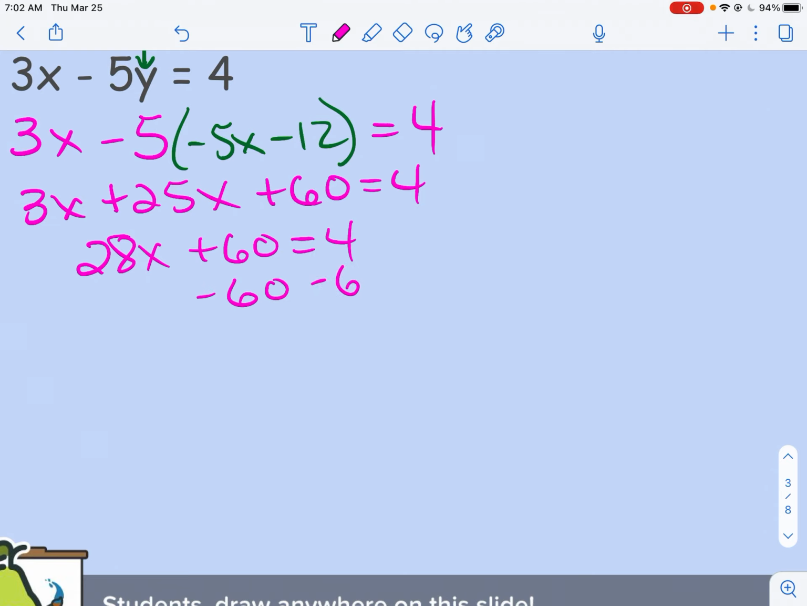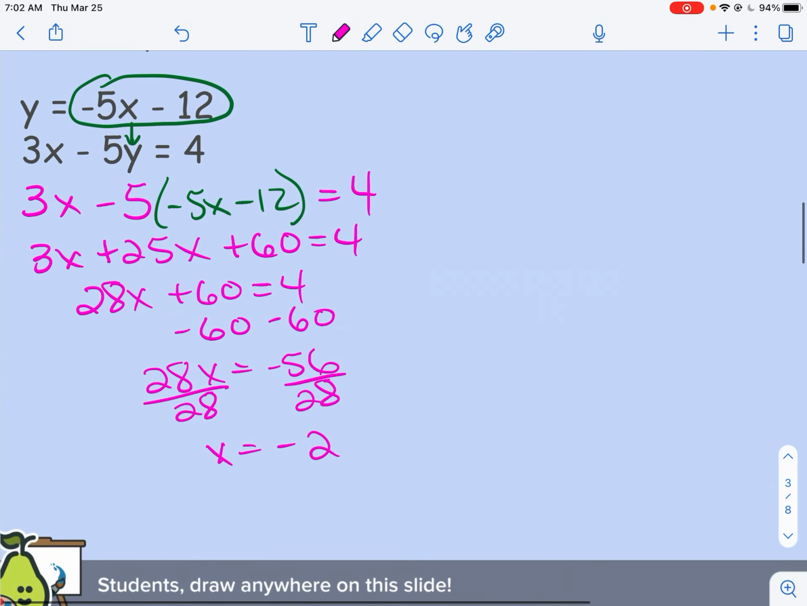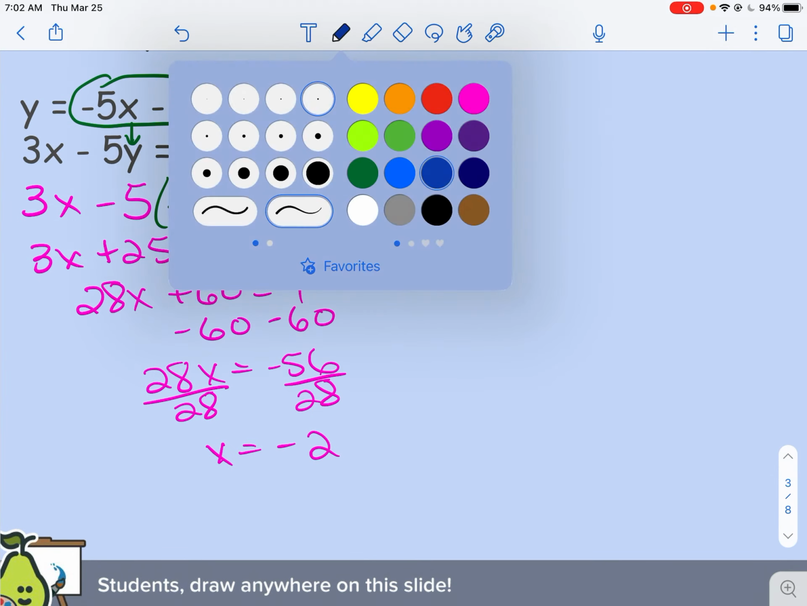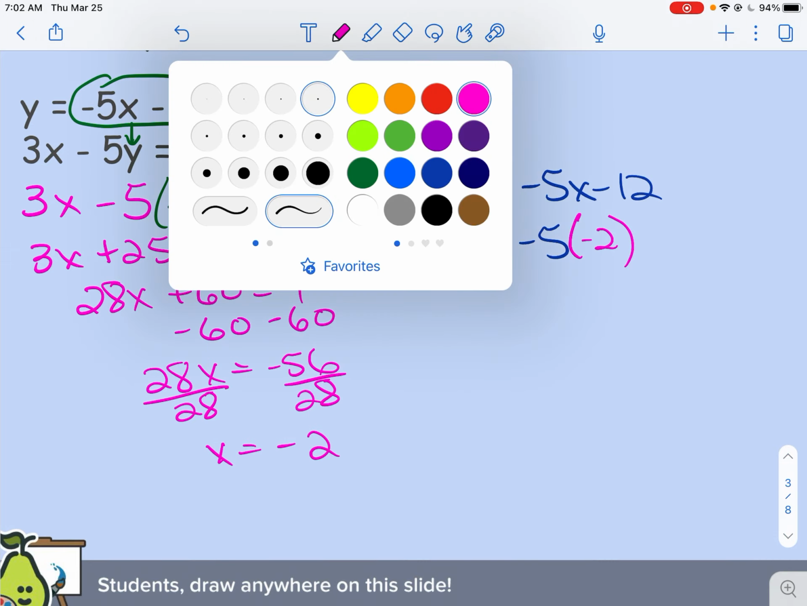Subtract 60 from both sides. 28x equals negative 56. Divide by 28. Negative divided by a positive is going to get a negative 2. So I take that negative 2 and I plug it back into one of the two original equations. I prefer to plug it into the one that already has a variable isolated, but you do not have to do that. You could plug it into the other one and get the exact same.